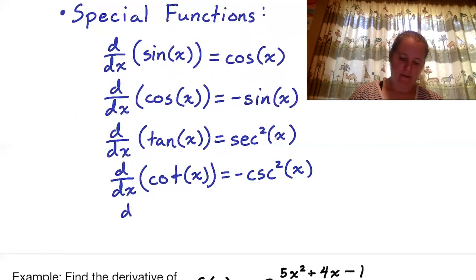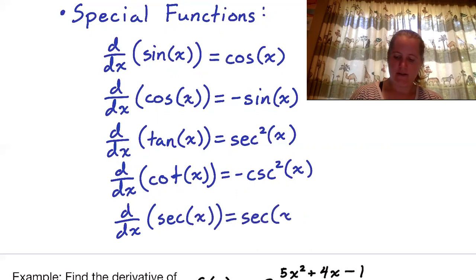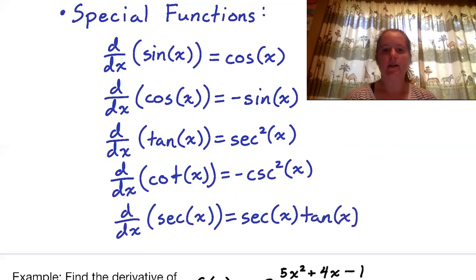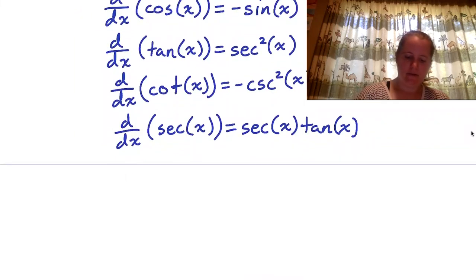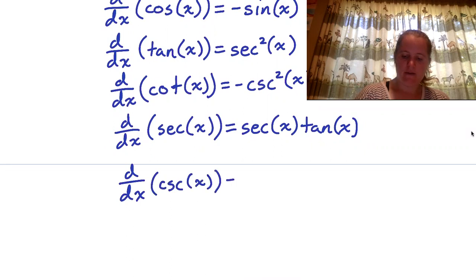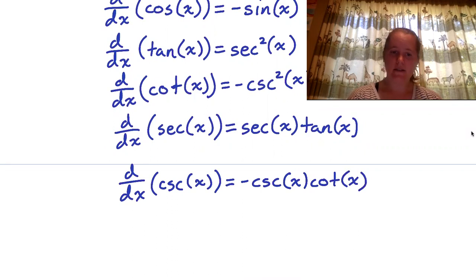We had the derivative of secant of x was secant of x times tangent of x. And I need to give myself a little more room. We also had the derivative of cosecant of x was equal to negative cosecant of x, cotangent of x. There were all of our trig functions.